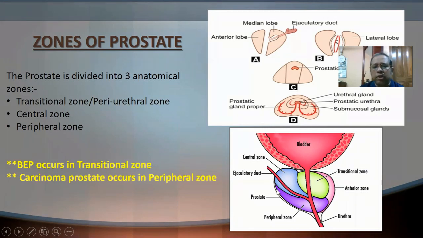So there are 2 things you need to know: the site of the lesions and the pathogenesis of the lesions. The presentation also depends upon the location of the lesion. For that reason, in case of BEP, the obstructive symptom is more. In case of carcinoma prostate, the obstructive symptom is less, until it compresses the periurethral zone; it is presented late with obstructive symptoms.